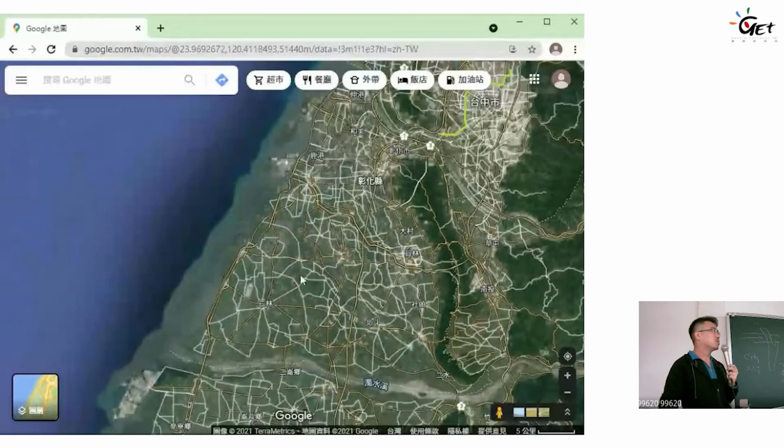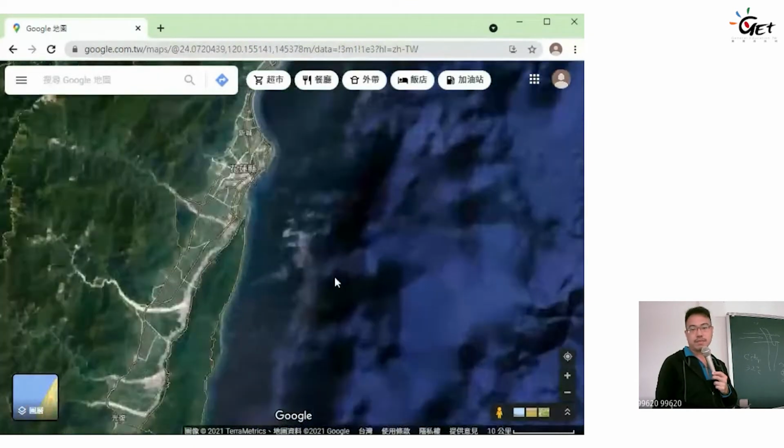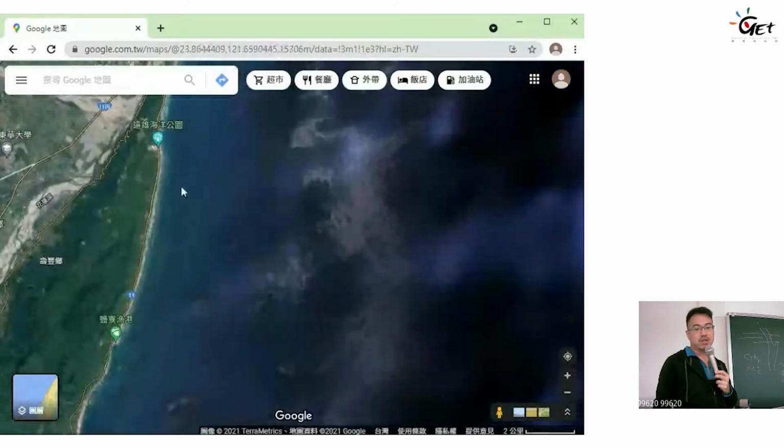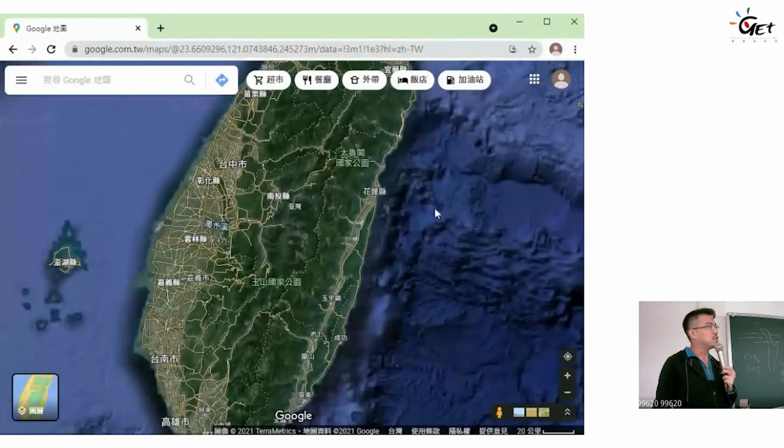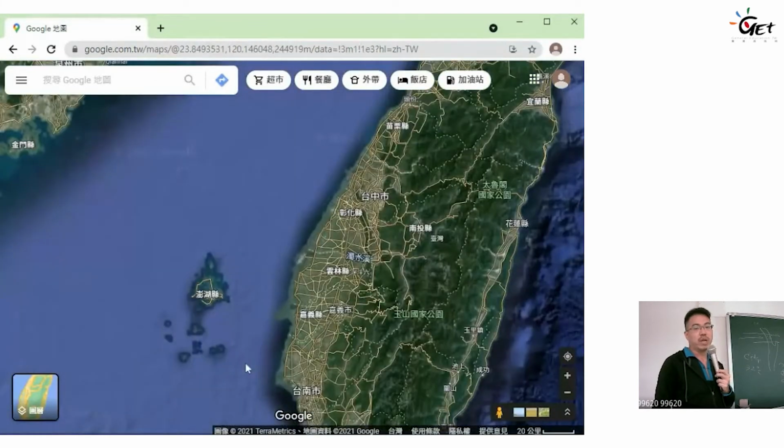Actually, you can see the sea coast is sandy. It's covered by sand in the western part of Taiwan. Compared to the east part, the water is much clearer, right? Because we have a strong current on the east part, and only a weak current on the west part.